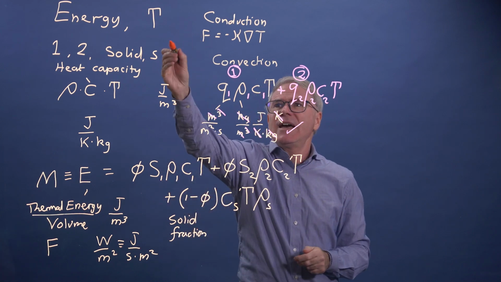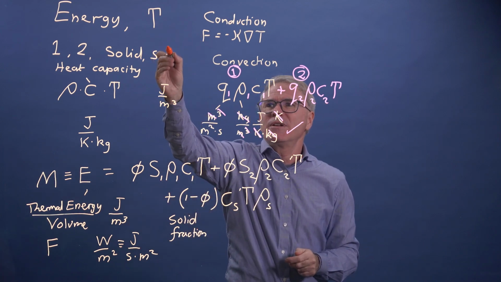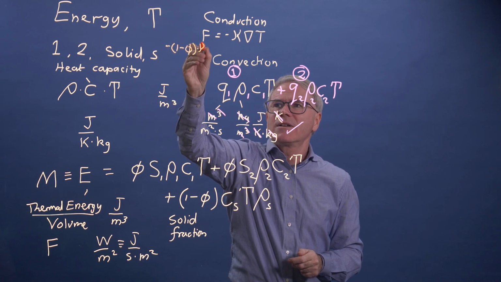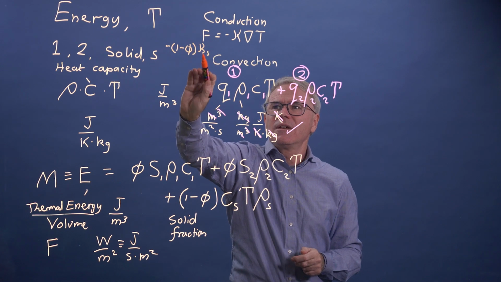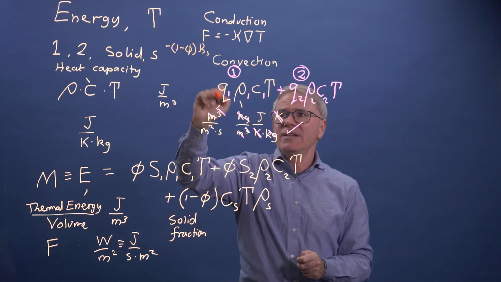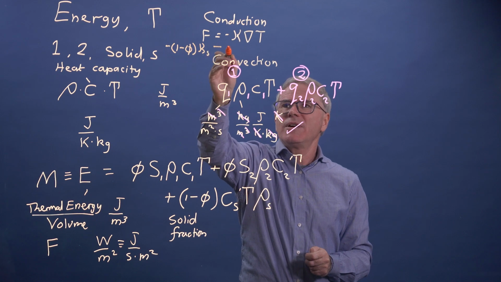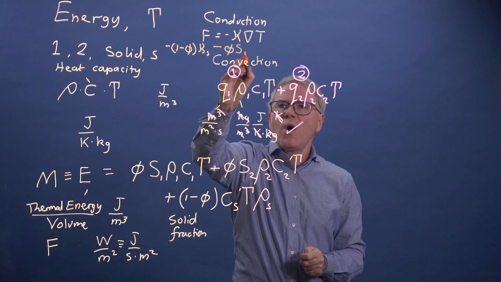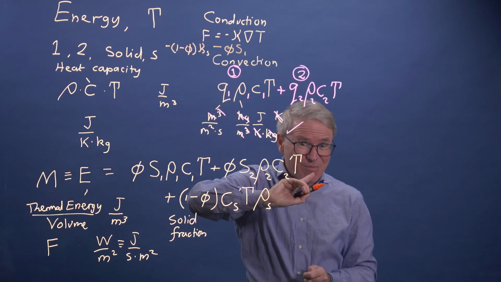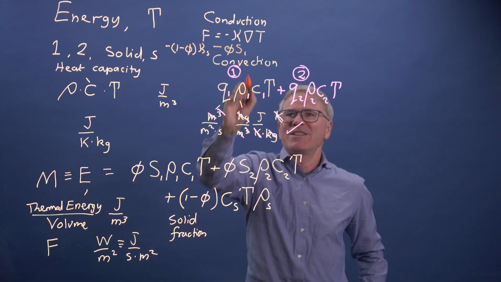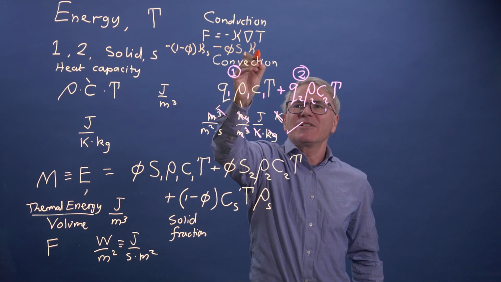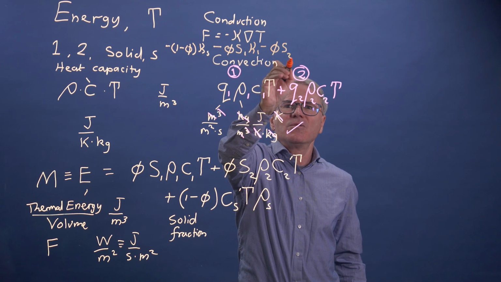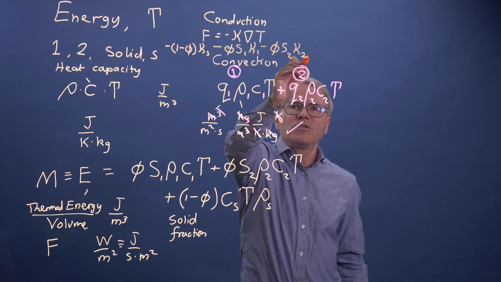So traditionally, how the conductive flux would be written is minus 1 minus phi times the heat conductivity of the solid, and it's all minus phi times S1, because it doesn't occupy all the pore space. It's not just a porosity factor, times the conduction of phase 1, minus phi S2 kappa 2.